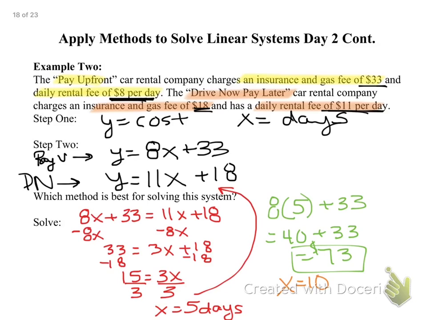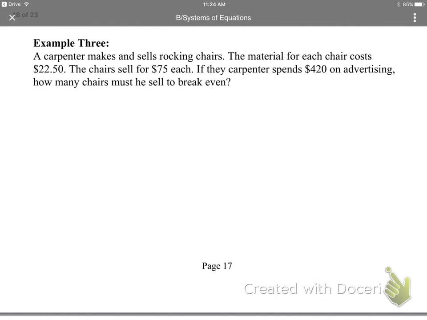All right, example number 3, we're talking about a carpenter. They're selling some rocking chairs. The material for each chair costs $22.50. The chairs sell for $75 each, and the carpenter spends $420 on advertising. How many chairs does he need to sell to break even?